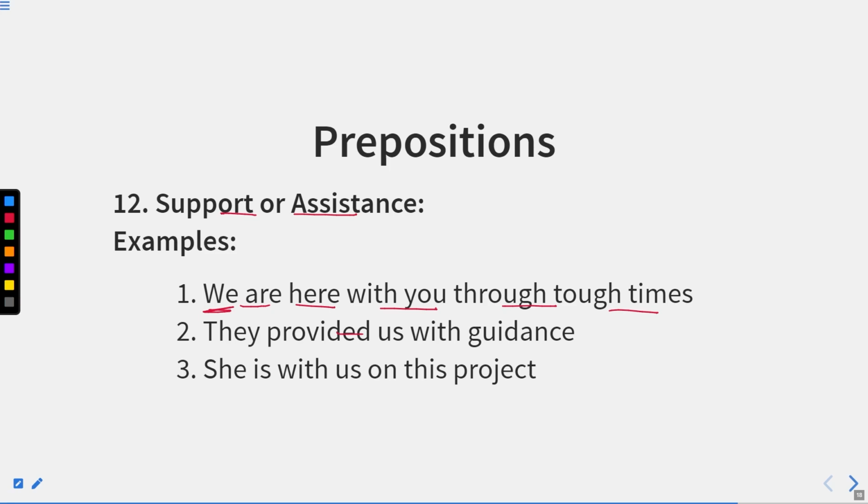They provided us with guidance. It means they gave us guidance. Provided us with guidance means they supported us, they gave us assistance, they assisted us. They just gave us guidance, and that is enough for us. It shows that they stood by us. She's with us on this project. It means she's standing with us, she's in support with us in this project. So she supports us basically. To show this support and assistance, we can use preposition with.